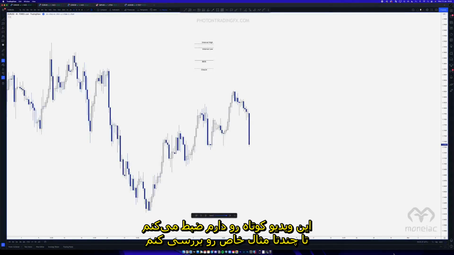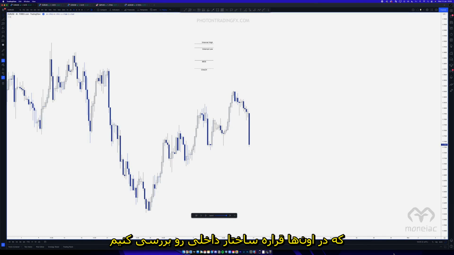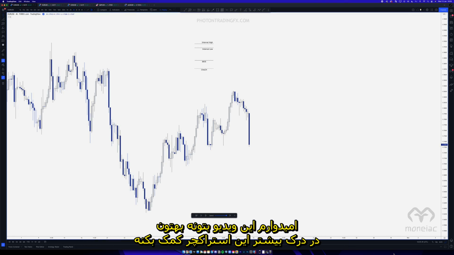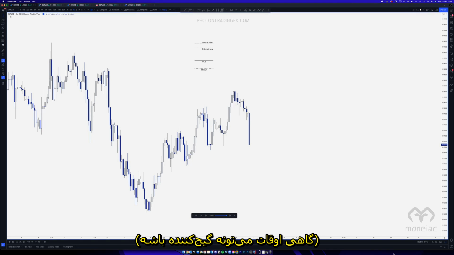So I'm just recording a quick little video to go through a couple of examples where we're looking at internal structure, but where price action can be a little bit more messy and a little bit more complex, okay? Hopefully this should help you to further your understanding. Sometimes it can just get a little bit confusing, right?